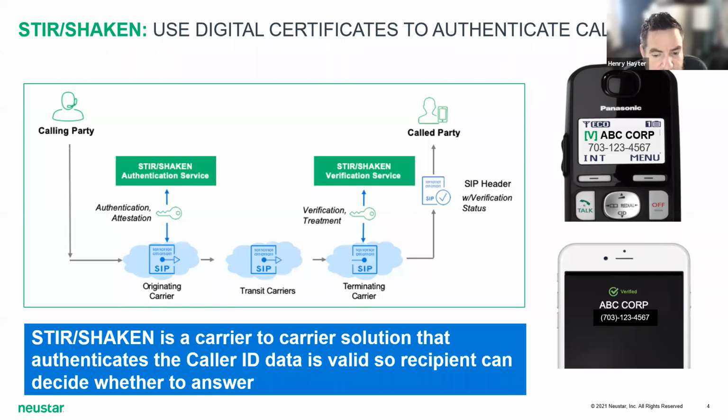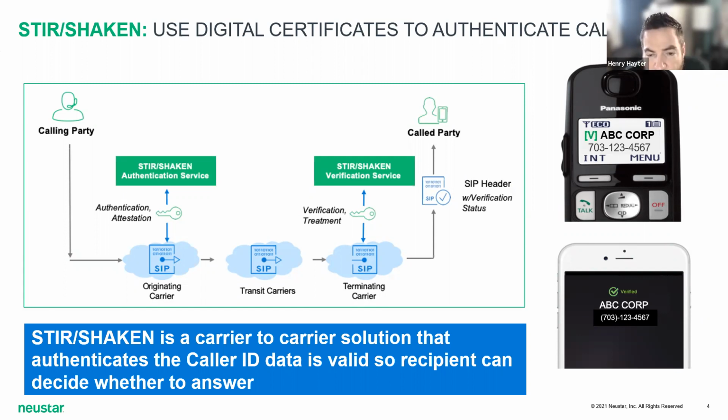So that way it's encrypted so that if it passes through transit carriers, they don't have a reason to modify it. So they pass the identity header along intact. And then when it gets to the terminating carrier, they unlock that encryption, verify it, and then decide what to do with the call. If it has a high level of attestation, then it gives a verification status that the call has been verified.